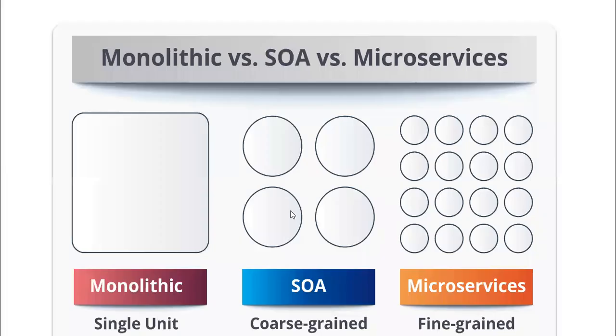Whenever we design a system, there are three major types of architectures that we follow. First one is monolithic architecture. Then we have service-oriented architecture, also known as SOA. Then we have the third one known as microservices. We will discuss each of these architecture patterns in detail. So let's first discuss the monolithic style.